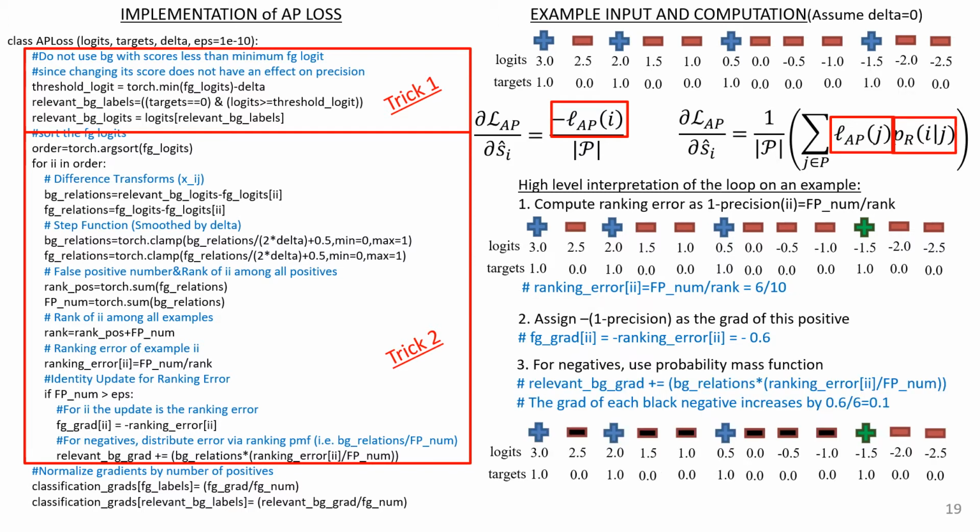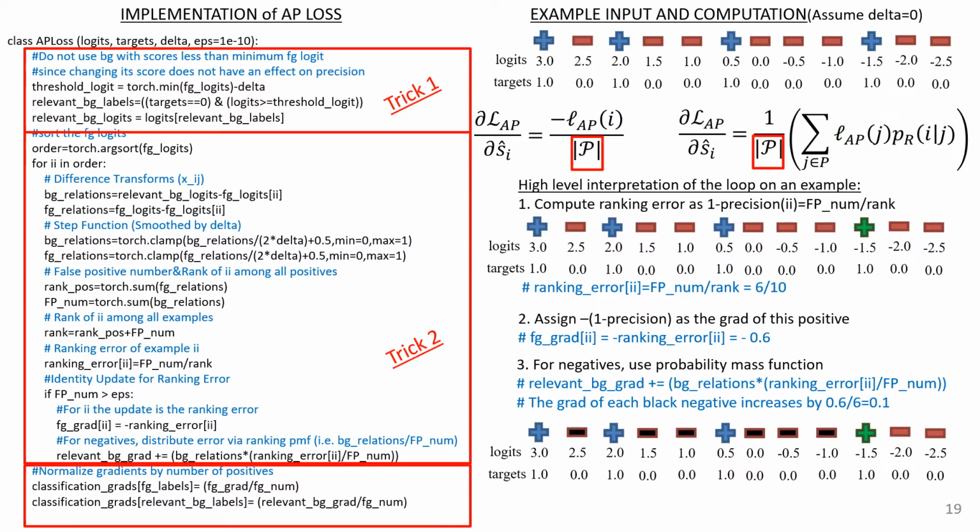As for the negative examples, in order to implement the probability mass function, the ranking error is divided by the number of negatives, and the resulting error is cumulatively summed within the loop. Hence, the higher a negative's confidence score, the more update it will receive from other positives to reduce its score. In this example, the update of all black negatives increases by 0.1. Finally, following the update expression, all updates are normalized by the number of positives.